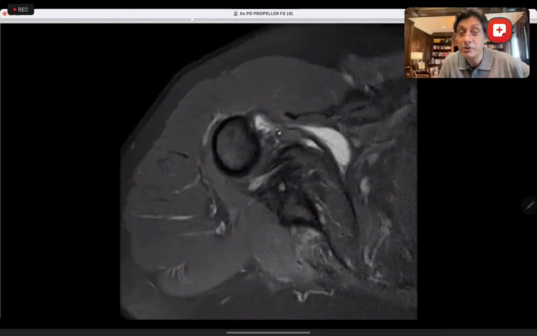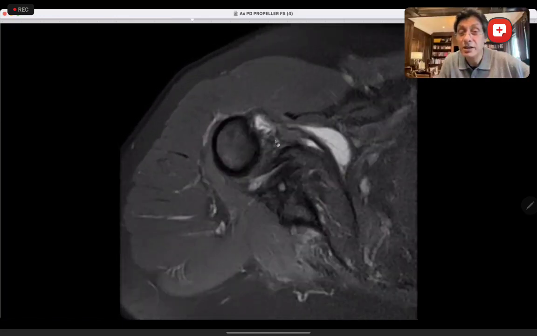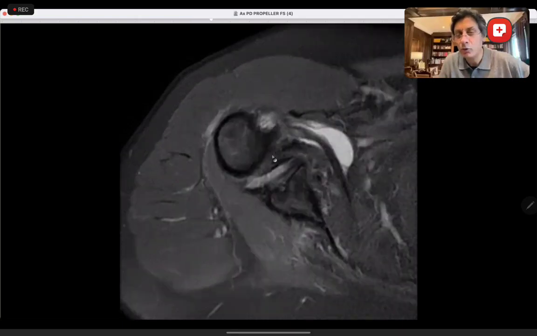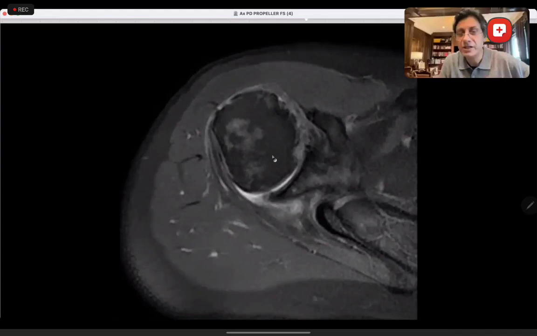What about the joint capsule? Does it look a bit thickened? It does look a bit thickened. There's even fluid coming here. So remember, if there's fluid in the joint, it can be in the inferior axillary recess, both at the front and the back. So I would say the capsule is a bit thickened, definitely abnormal, doesn't look like a normal capsule. There's definitely fluid in the joint.